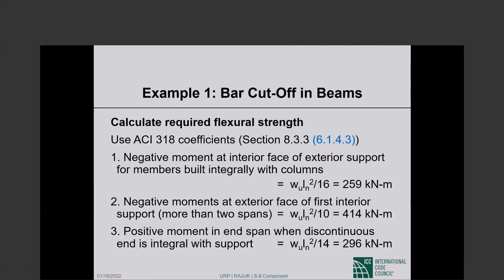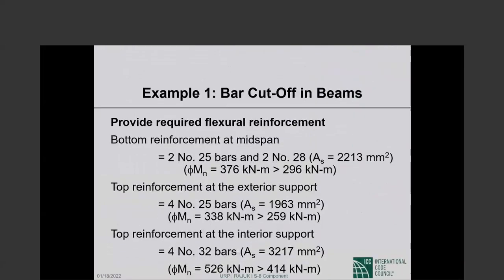Negative moment at exterior face of first interior support, w l_n squared by 10, comes to 414 kilonewton meters. And positive moment in the end span, 1/14 of w l_n squared, comes to 296 kilonewton meters. So 259 at one end, 414 at the other end. These are negative moments, and the positive moment in the span is 296.